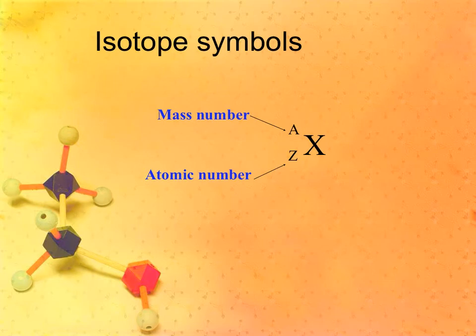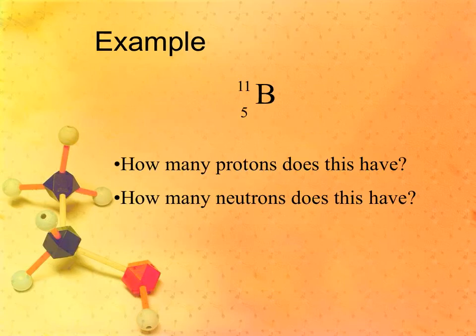Another way to write isotopes is to put the mass number in a superscript, high up in the air, on the left-hand side of the element symbol. And then the atomic number, the number right off the periodic table, would be the Z value, and that would be on the left-hand side, and it would be subscripted. So it would look like this.